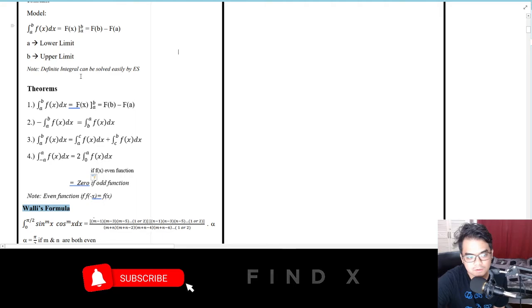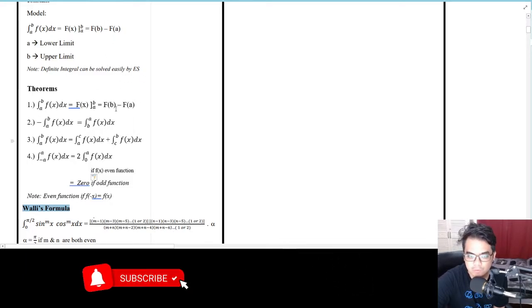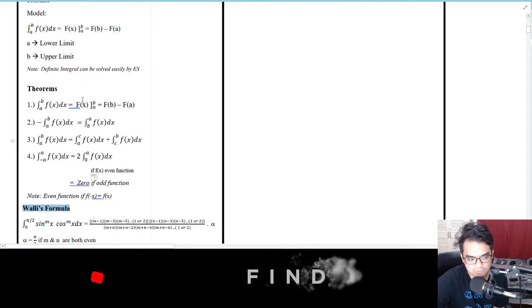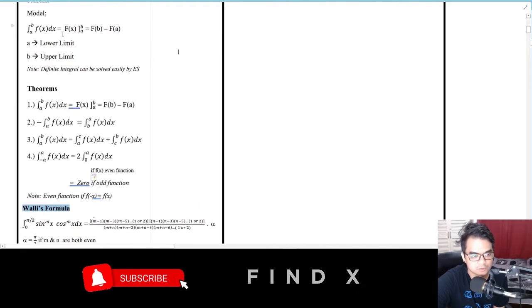So note here that a definite integral can be solved easily by ES. What I mean by ES here is by calculator. If you have a calculator, all you have to do is plug in the equation on the calculator and the calculator can solve it all by itself. So we have here some theorems. So theorem number 1 is already the same with this one.